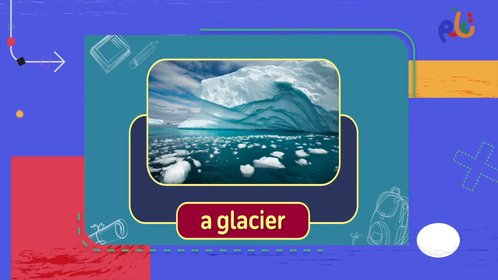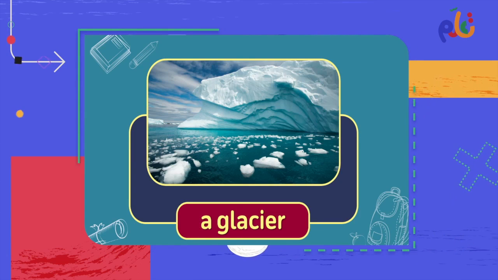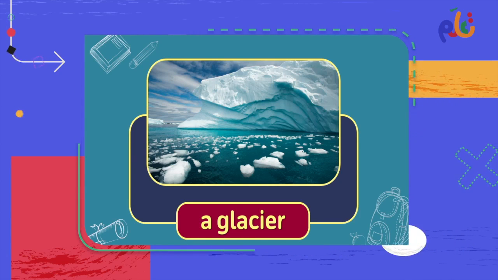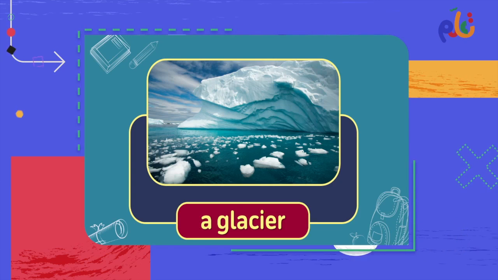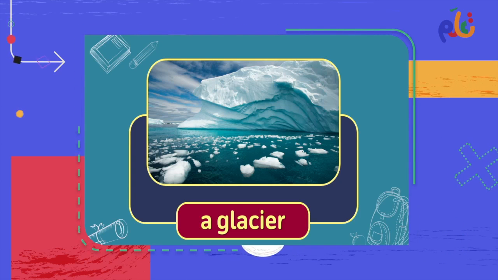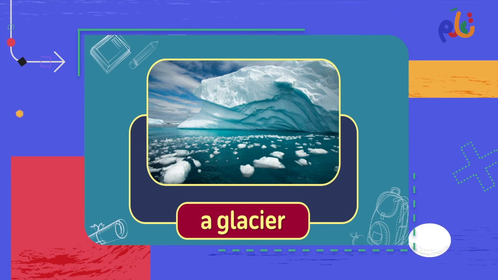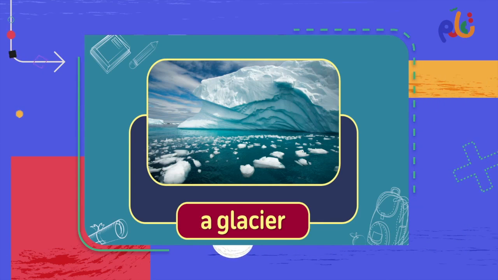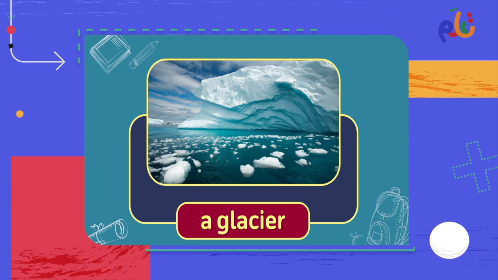And we also have a glacier. A glacier is a part of the planet which is very cold. واللي هو القطب. Like the South Pole and the North Pole, they have glaciers.